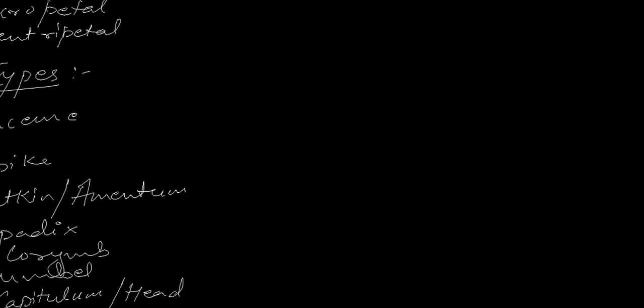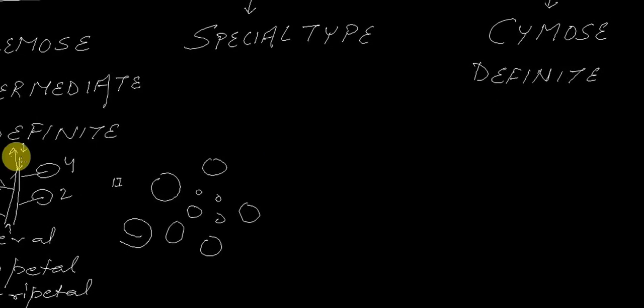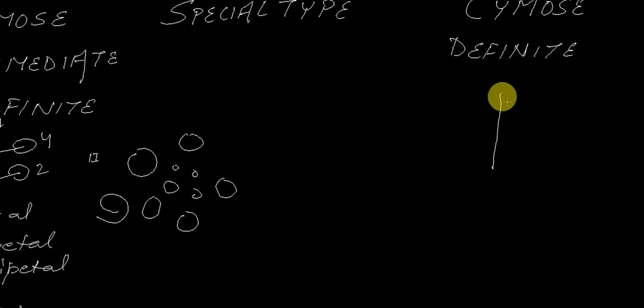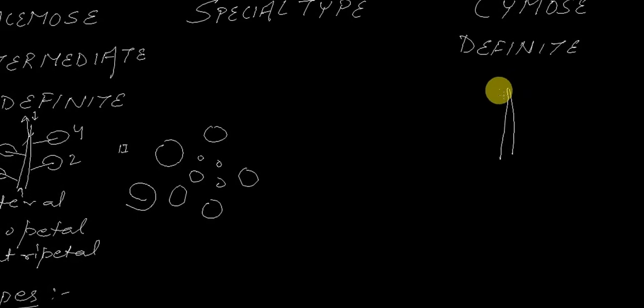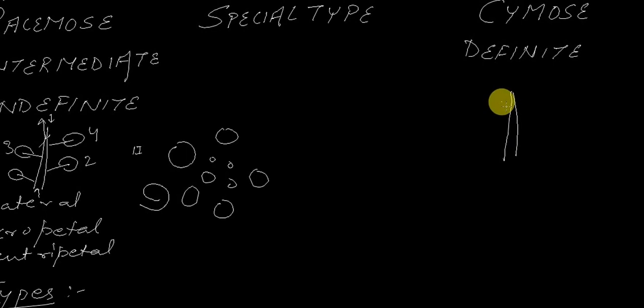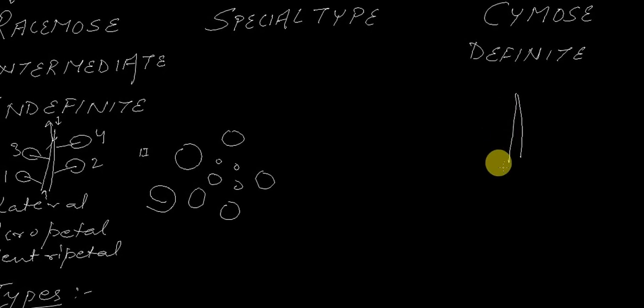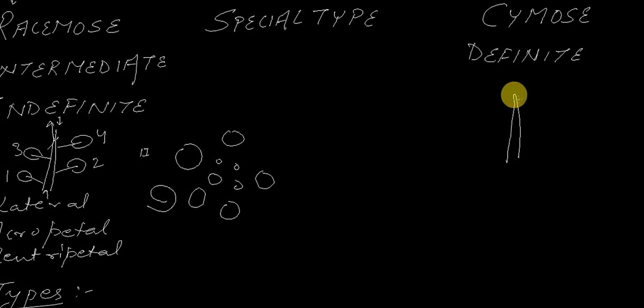Then we come over to the cymose or definite inflorescence. Now in this, the peduncle or the inflorescence axis also has an axis, but this axis does not have meristematic tissue at the apex, so it is not going to show the unlimited growth. It is going to show a very limited growth. As the meristem at the tip is consumed, there will be a formation of the terminal flower. So here meristematic tissue has been consumed, so the flower will be formed here like this.